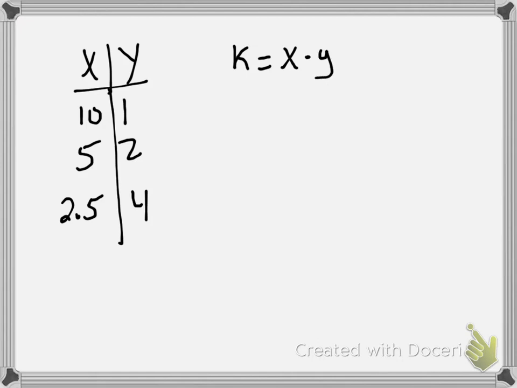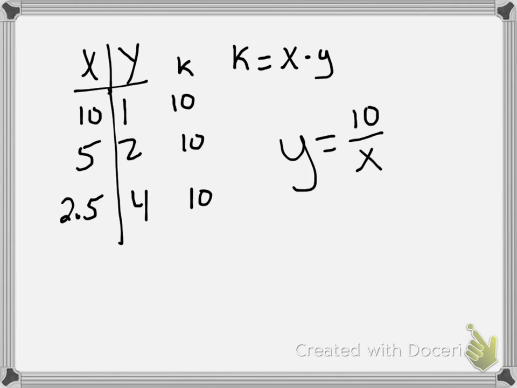So if I do that for each of these, 10 times 1 is 10, 5 times 2 is 10, 2.5 times 4 is also 10. So I have consistent k values, which means this is an inverse function, or inverse variation, and my k value is 10. So that would be my equation.